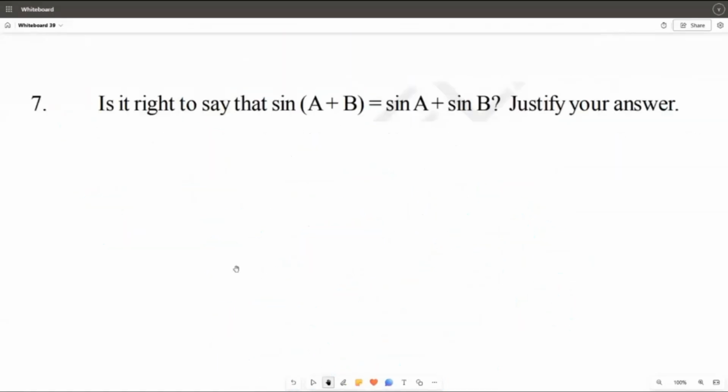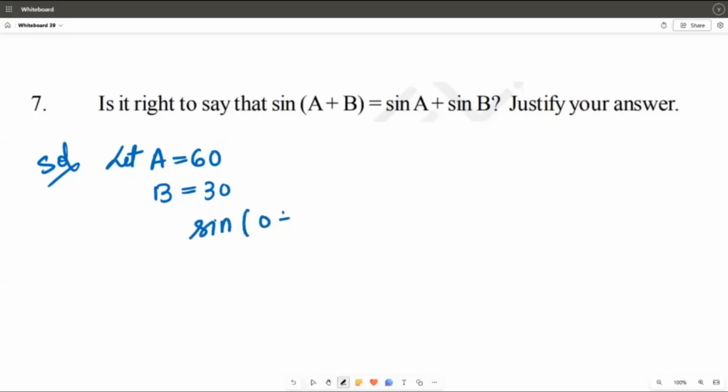Seventh question, the last question of exercise 11.2. It says, is it right to say sin of A plus B is equal to sin A plus sin B? Justify your answer. To justify the answer, let's do the verification. Let A be equal to 60 and B be equal to 30. So sin of 60 plus 30 is equal to sin 90, and the value of sin 90 is equal to 1.